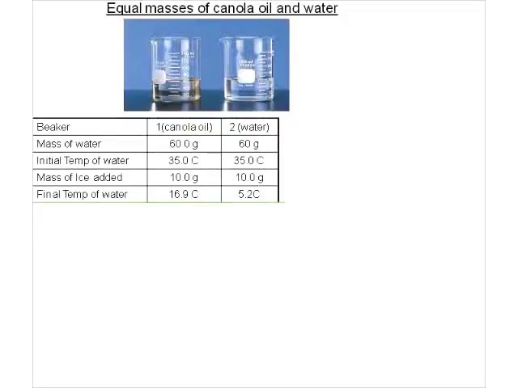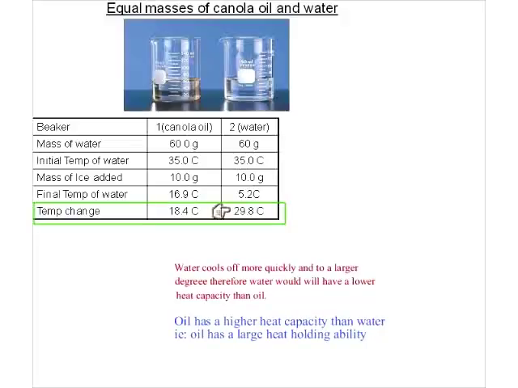Okay, here's another demonstration. In this case we have canola oil and water, equal amounts, so the exact same mass, so the same amount of matter. The initial temperature is the same. Once again, we're going to throw in the same amount of ice in each beaker. What we find is that the water cools off to a large degree. Water, in this case, is going to lose 30 degrees. The temperature change here is almost 30 degrees, whereas the temperature change here is only 18.